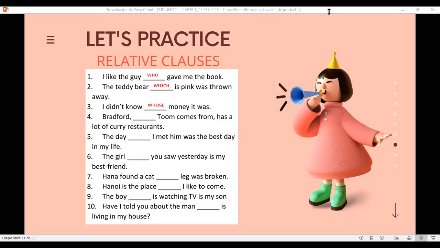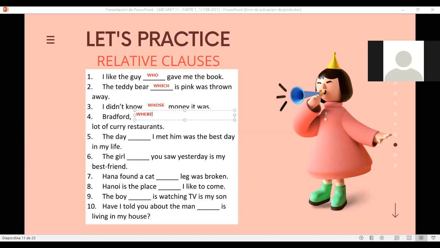What would you use? ¿Tienes el micrófono encendido? No escucho tu respuesta, María. Where? Where, porque estamos hablando de un lugar, ¿verdad? Thank you also, Andrés. Can you just give me a second? I have to go very fast.